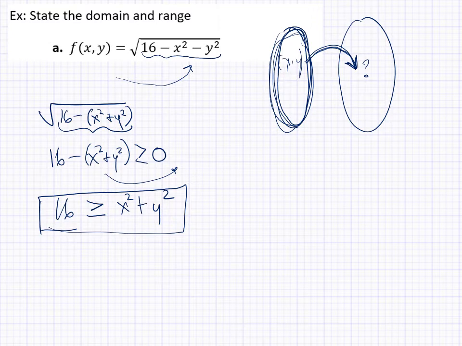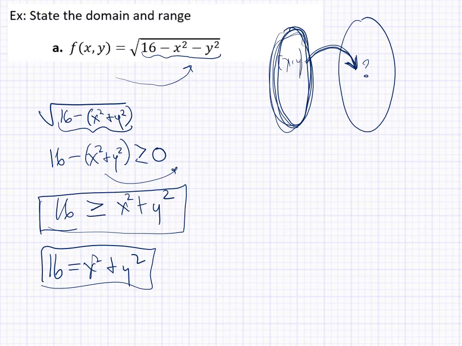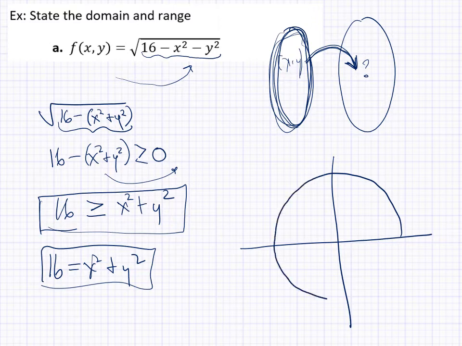All right, so we need to identify these ordered pairs. If I gave you the equation 16 equals x squared plus y squared, and I said, tell me what ordered pairs satisfy that equation, everyone should recognize that as a circle centered at the origin, radius 4. So if I was to draw all the ordered pairs that satisfy that equation, it would be these ordered pairs that sit on this circle.